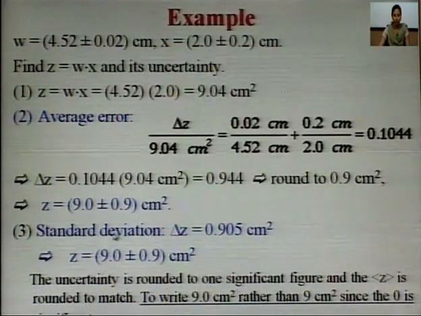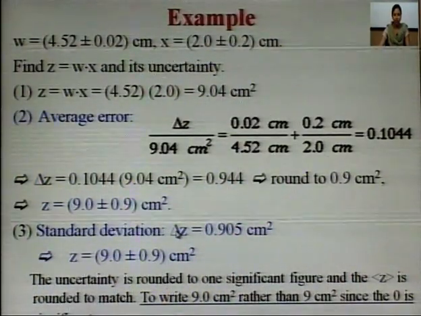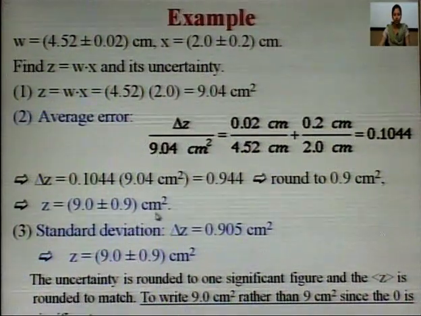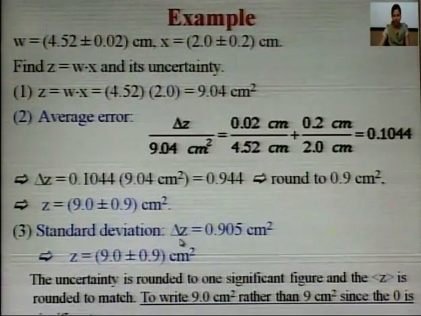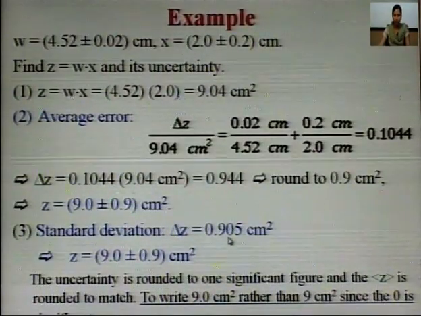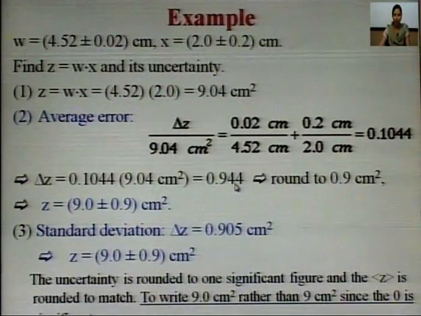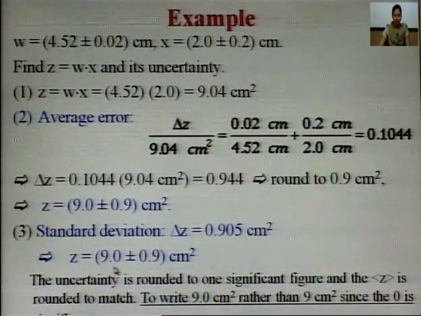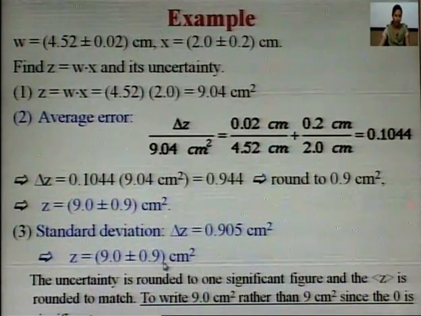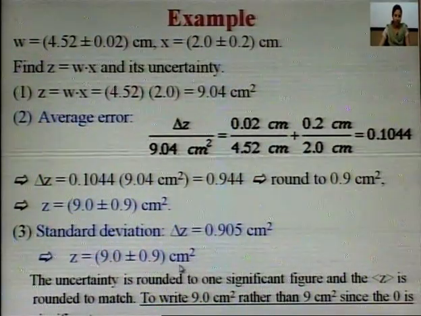This is based upon the average error, but instead of average error, we will take standard deviation. Then delta Z is a little different. It comes up to be 0.905 instead of 0.944. So, Z is equal to 9 plus minus 0.9 centimeter square.